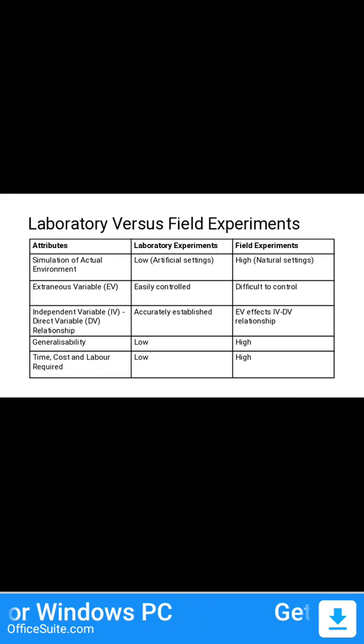So don't assume that field means going to a field and then conducting an experiment. The only thing is, it is in natural settings, how things happen naturally. If we conduct our experiments in natural settings, it becomes a field experiment. If we are conducting it under some kind of controlled environment, then it becomes a laboratory experiment. Okay, now let us discuss some of the attributes and compare the laboratory and the field experiments on those attributes. Attribute number 1, look at column number 1 and row number 2.